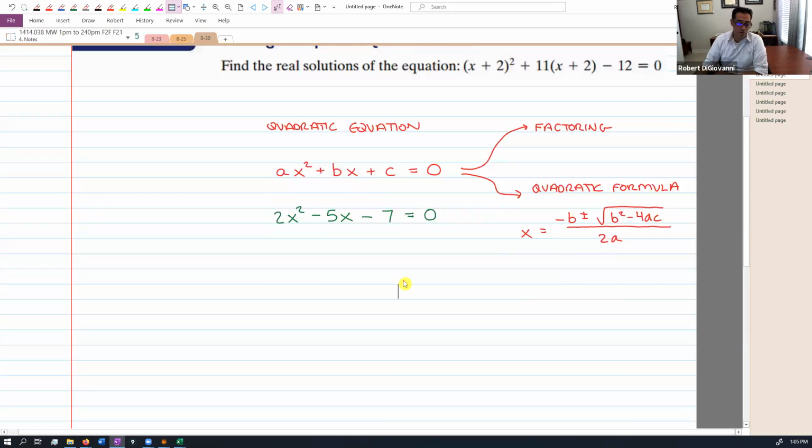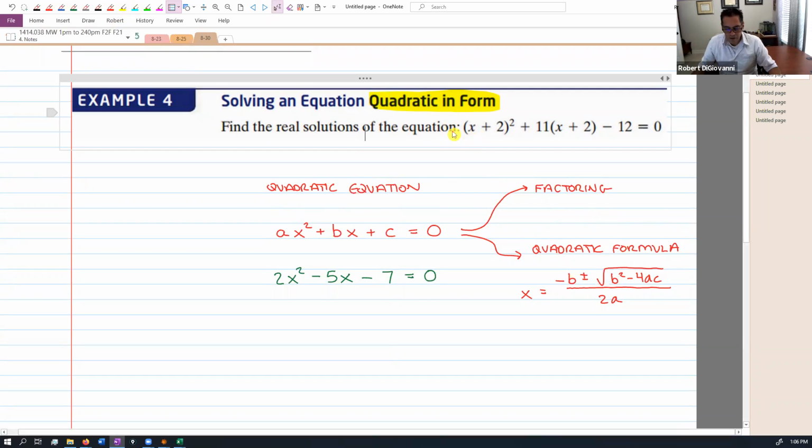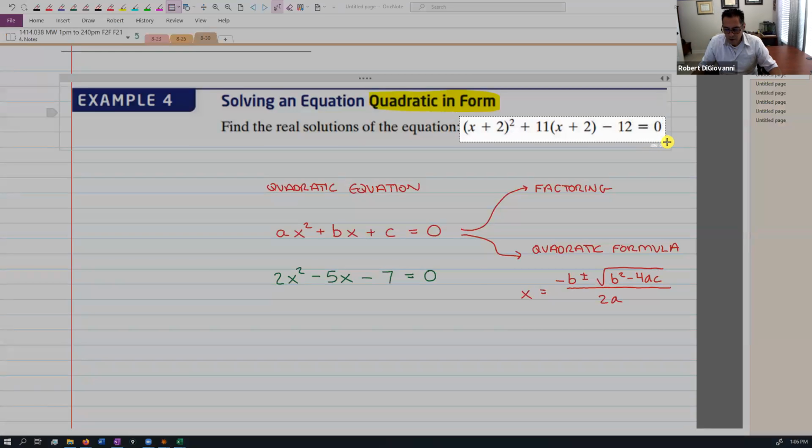Okay, so that's our two methods to solve a quadratic equation. What we're doing here is we're not solving a quadratic equation. We're solving an equation that is what we call quadratic in form. What we mean by that is when we look at it, it doesn't exactly look like a quadratic, but you could squint your eyes just enough and it kind of looks like a quadratic. So let's just look at this one. Let me grab it here.